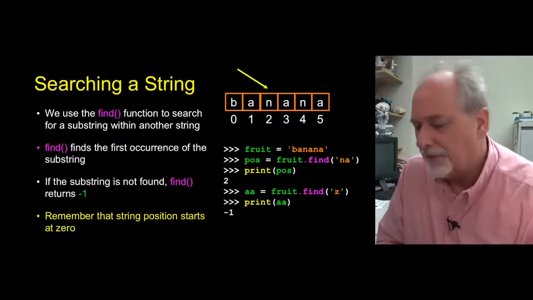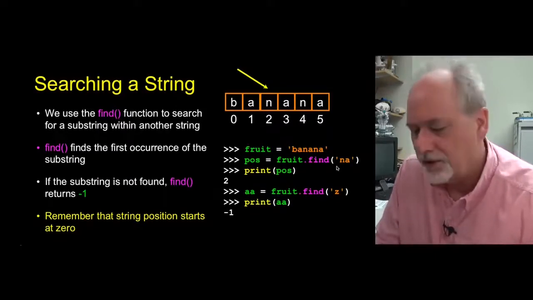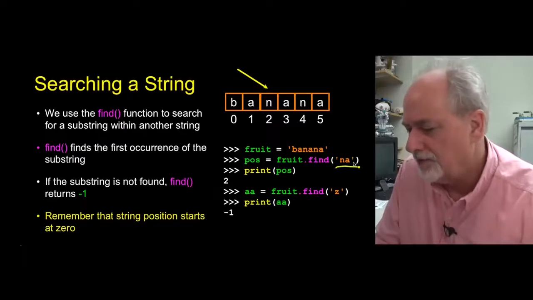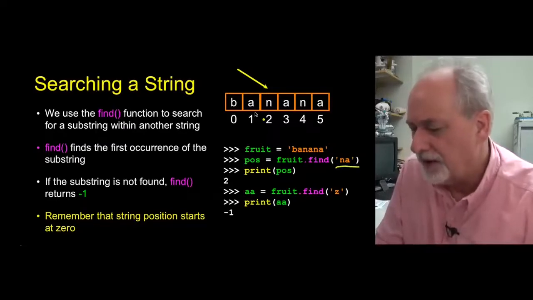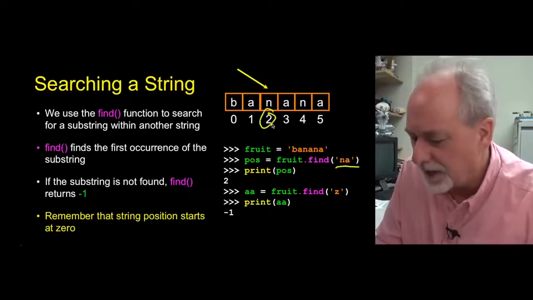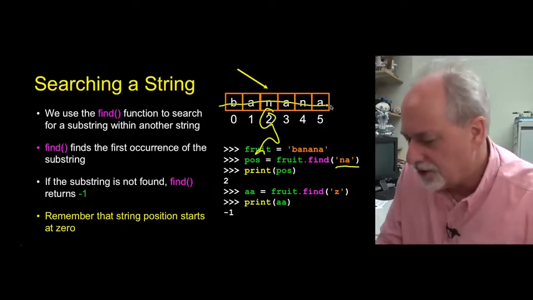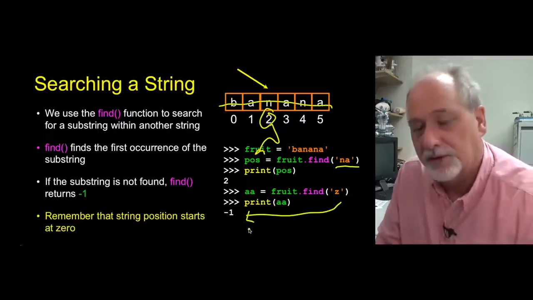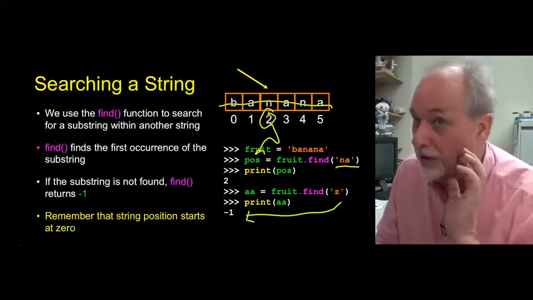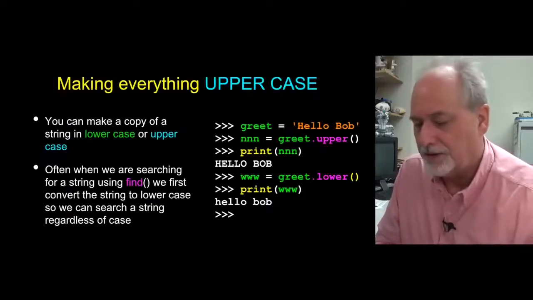So the find operation says find me a substring within a string. Find me the first 'na' and give me back the position. So that gives me back 2. And then I can say, go find a 'z' in there. Well, there's no 'z', and so it returns -1. So that's what find does. We're going to use this kind of stuff a lot, and we do a lot of looking in strings.